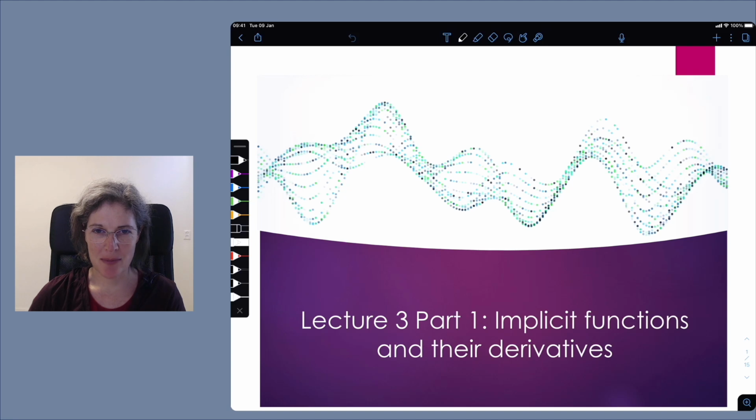Welcome to week 3. So we're going to start this week off by looking at a new kind of function and how to find their derivatives.